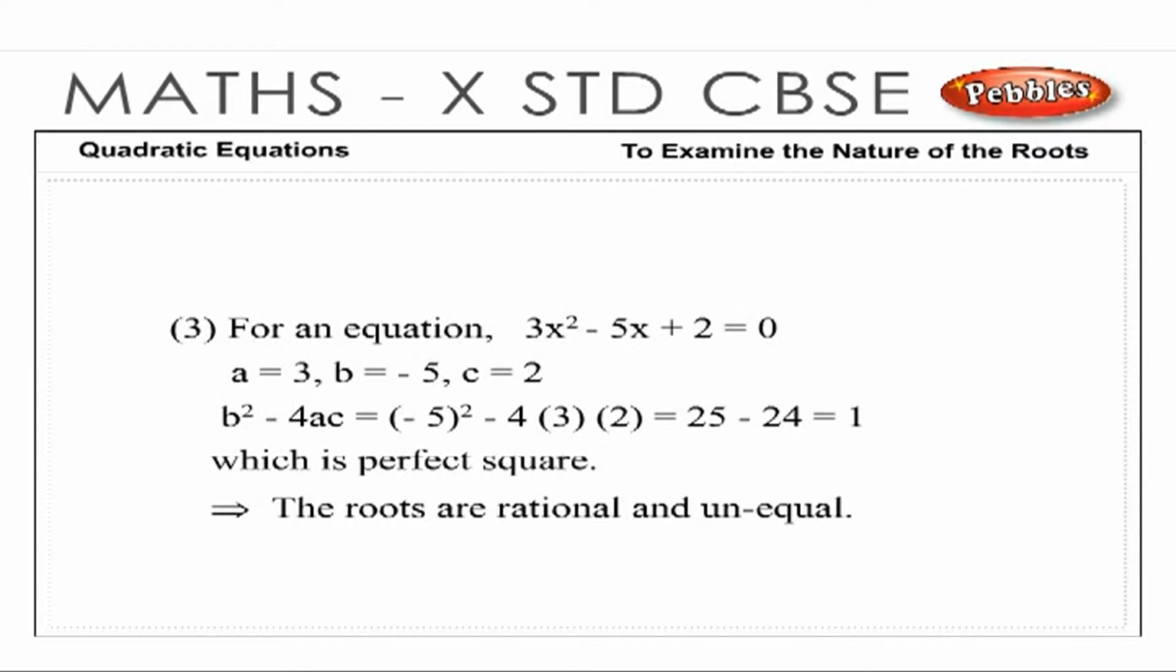Third, for the equation 3x square minus 5x plus 2 is equal to 0, a is equal to 3, b is equal to minus 5 and c is equal to 2. b square minus 4ac is equal to minus 5 square minus 4 into 3 into 2, which is equal to 25 minus 24, which is equal to 1, which is a perfect square. This implies the roots are rational and unequal.